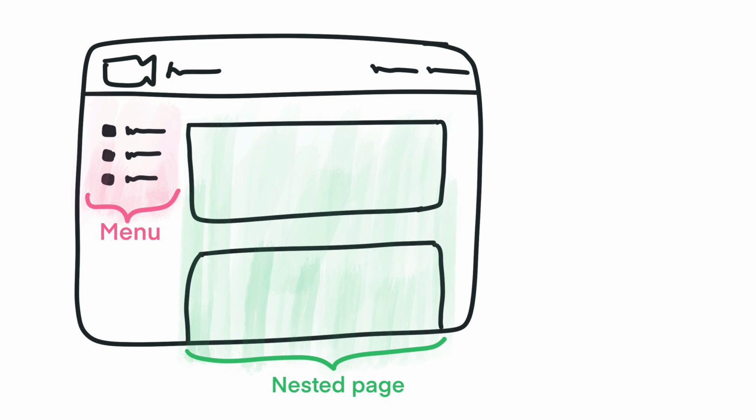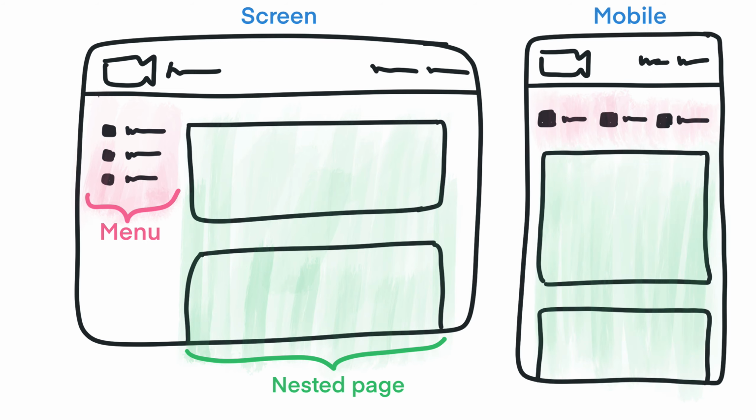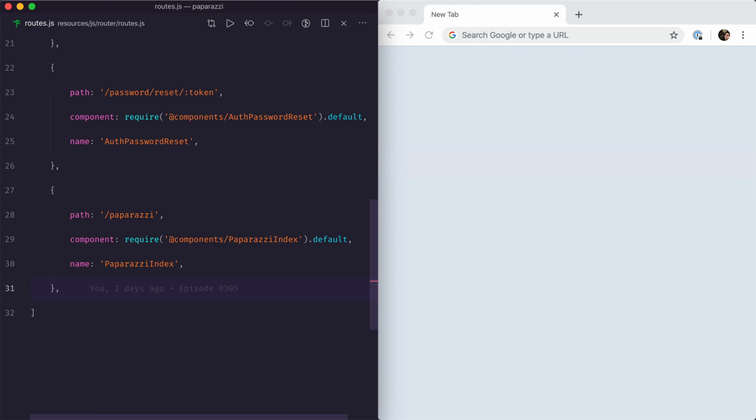And when it comes to mobile phone or small screens in general, we'll try and put that menu on top of the nested page. Okay, so first thing first, we're going to have to register a new route for that Paparazzi page. And because we're going to have multiple nested pages, we also need to register them. Fortunately, vue-router makes that very easy for us, so let's try and set this up.